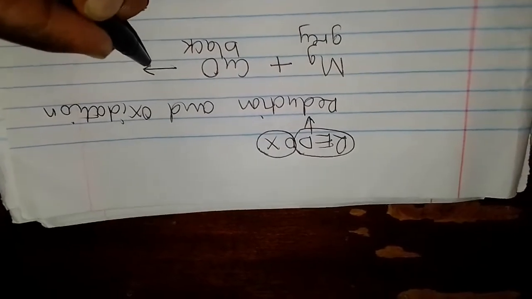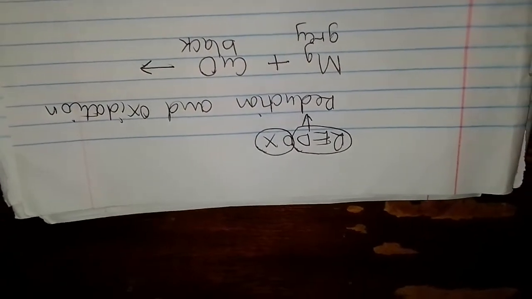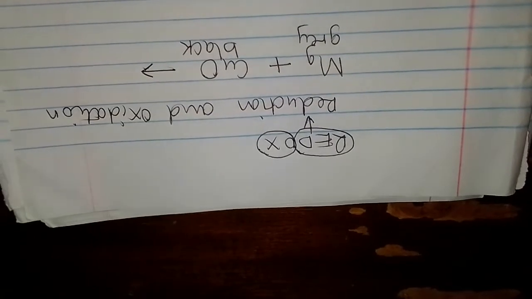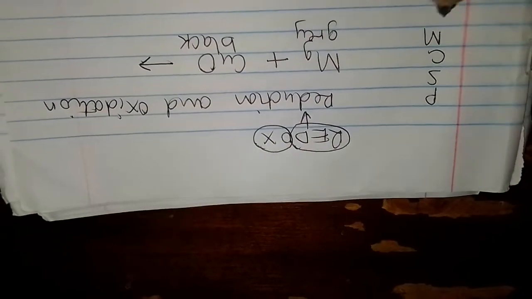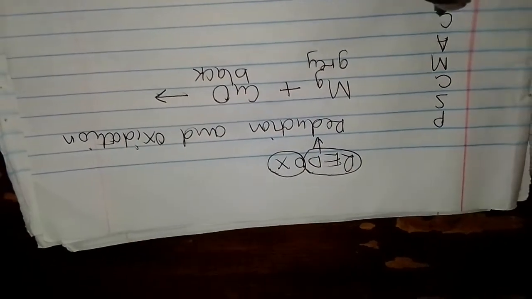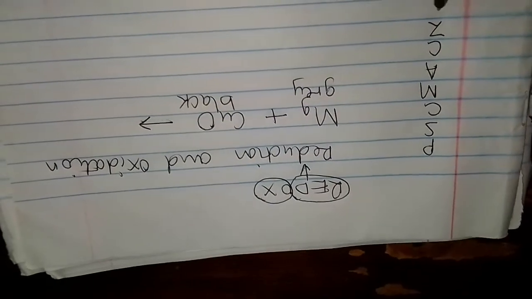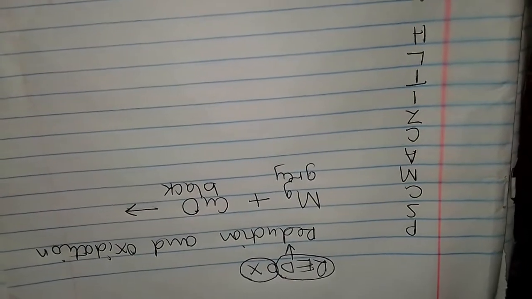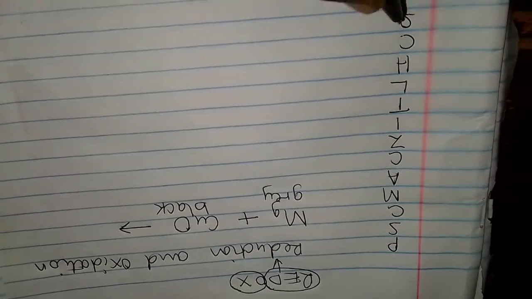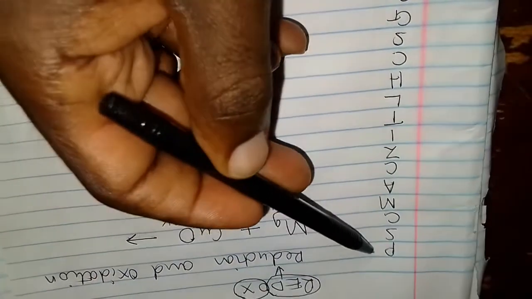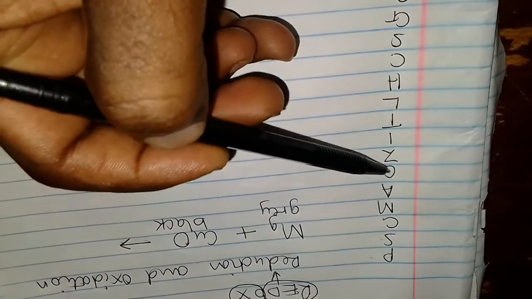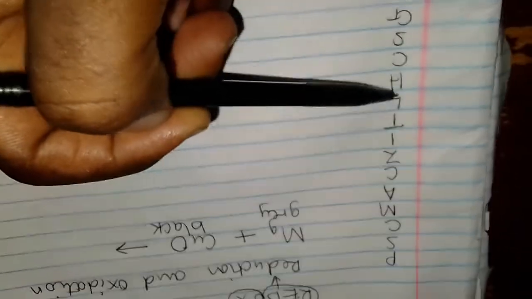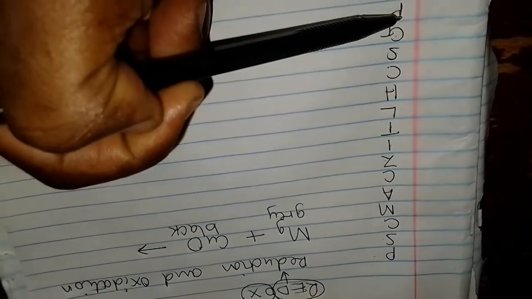When this reaction occurs, we always have to go back to our reactivity series and remember the mnemonic: pastors say church members are cursing Zion. I think let's have church servants getting protected.